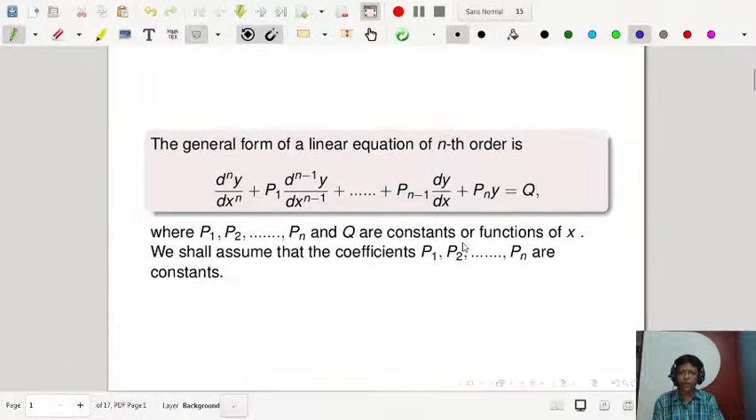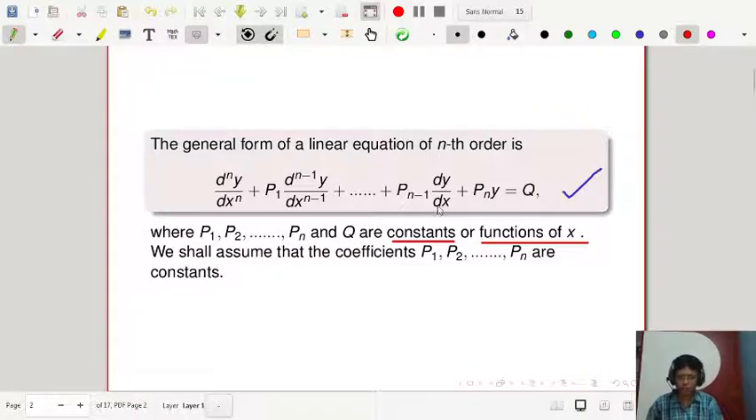So, any nth order linear differential equation can be written as d^n y/dx^n + p1 d^(n-1) y/dx^(n-1) + etc. + p(n-1) dy/dx + pn y = q, where p1, p2, ..., pn and q are constants or functions of x. It may be constants, may be functions of x, but y is not involved in any one of these functions. So this is the standard example of a linear nth order differential equation with constant coefficients, or it can be with variable coefficient functions.